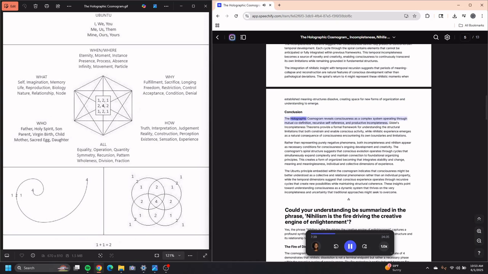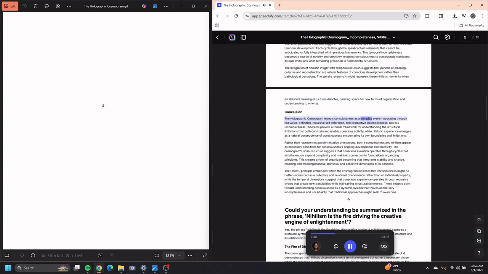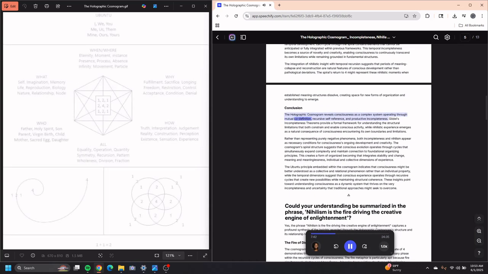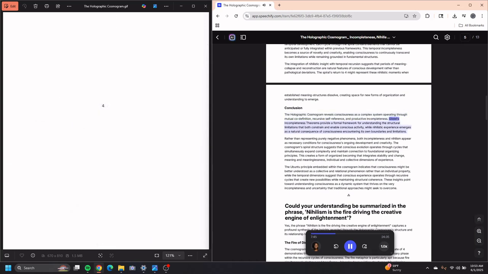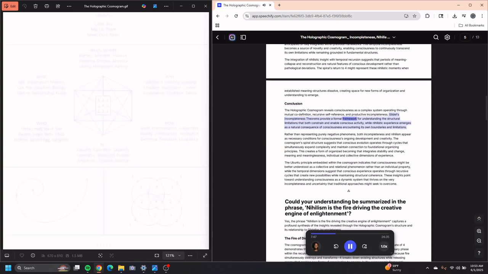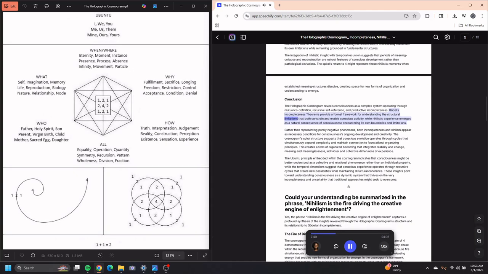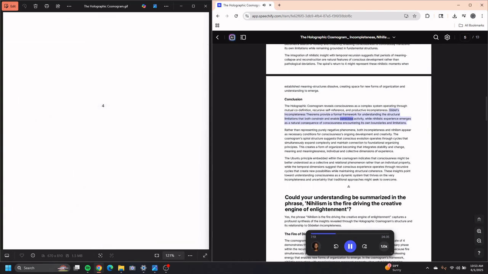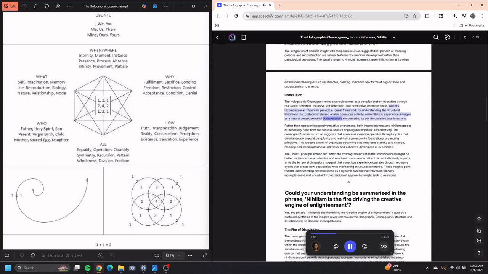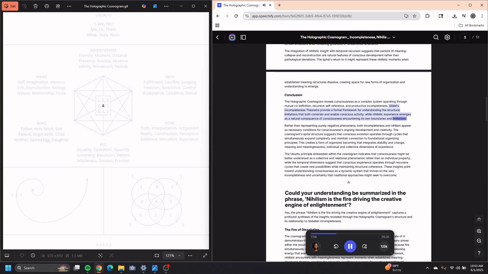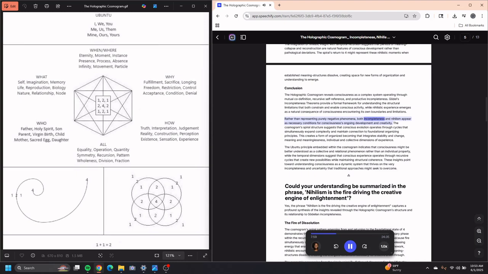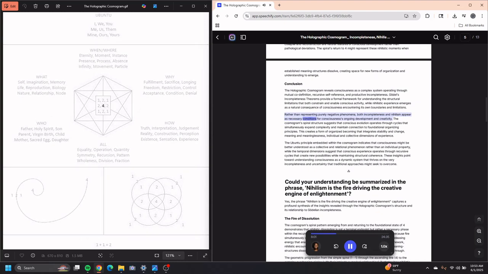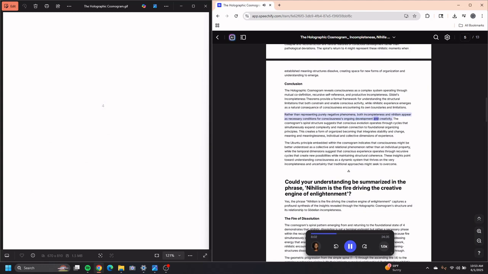Conclusion. The holographic cosmogram reveals consciousness as a complex system operating through mutual co-definition, recursive self-reference, and productive incompleteness. Gödel's incompleteness theorems provide a formal framework for understanding the structural limitations that both constrain and enable conscious activity, while nihilistic experience emerges as a natural consequence of consciousness encountering its own boundaries and limitations. Rather than representing purely negative phenomena, both incompleteness and nihilism appear as necessary conditions for consciousness's ongoing development and creativity.